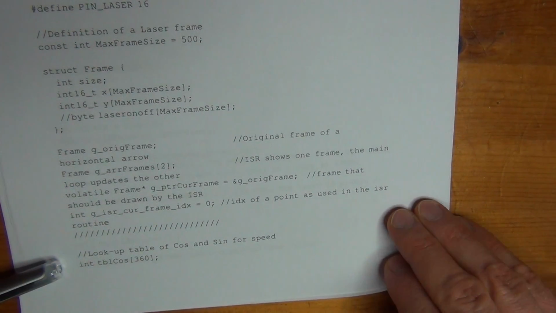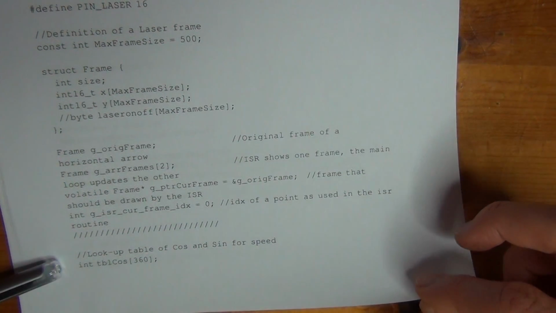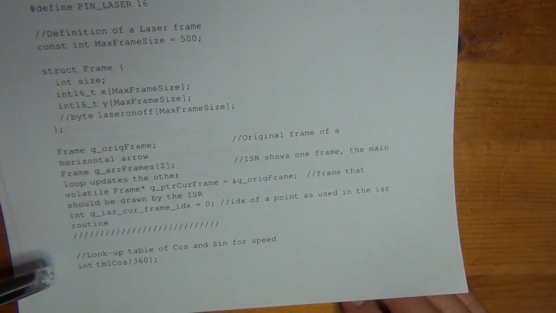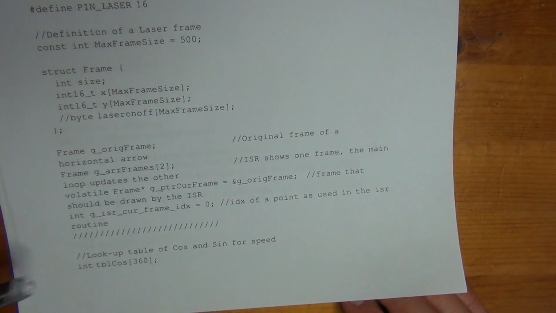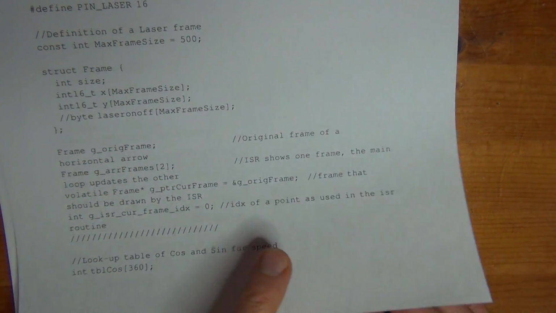Here we see that there is a lookup table for the cosine and sine functions using integer arithmetic, just so that everything is fast enough.